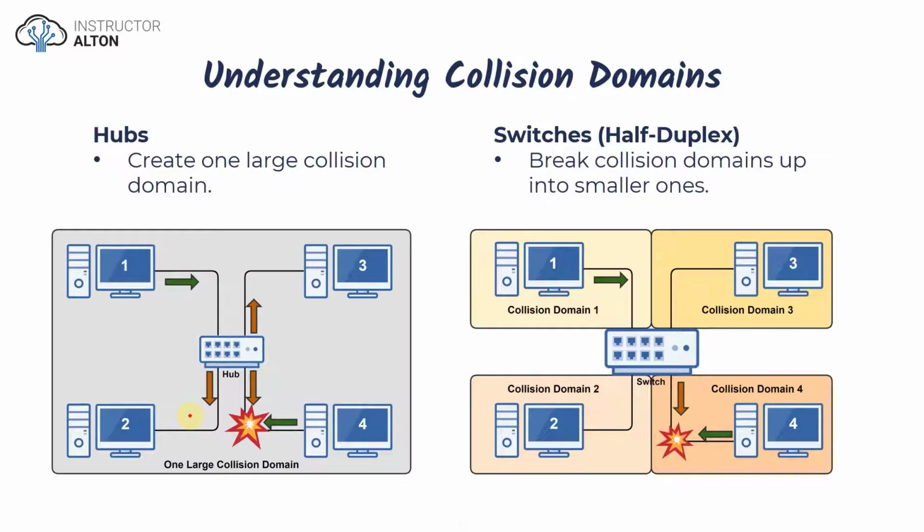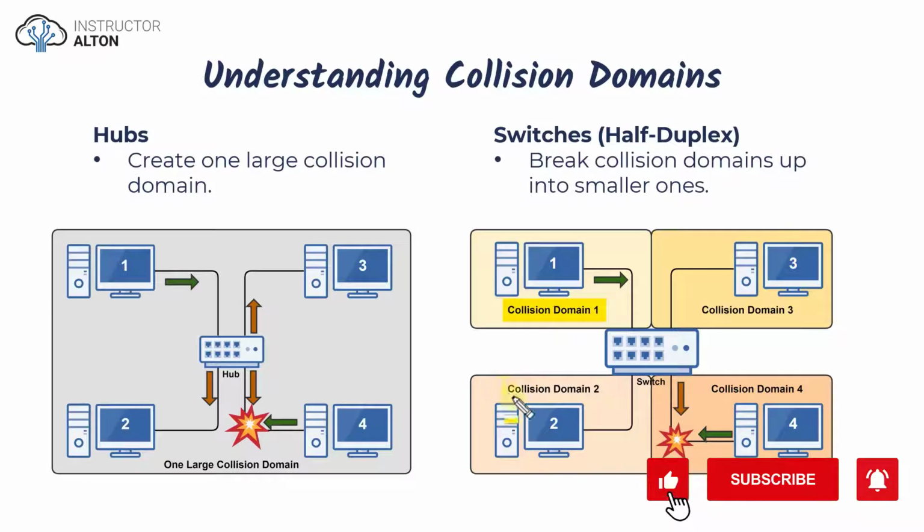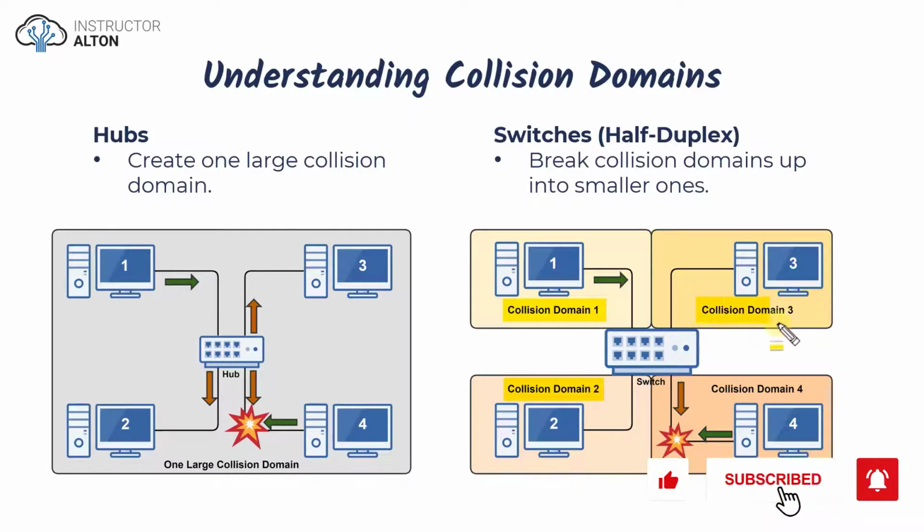Now let's go to switches in half duplex mode, because that's an improvement. So if we take a look at this diagram, we have 4 different collision domains. So rather than one large one, well, we have a collision domain here, we have a collision domain here, we have one right here, and we have one right here. So how is this an improvement? Well, whenever you can decrease the size of a collision domain, that increases network performance.